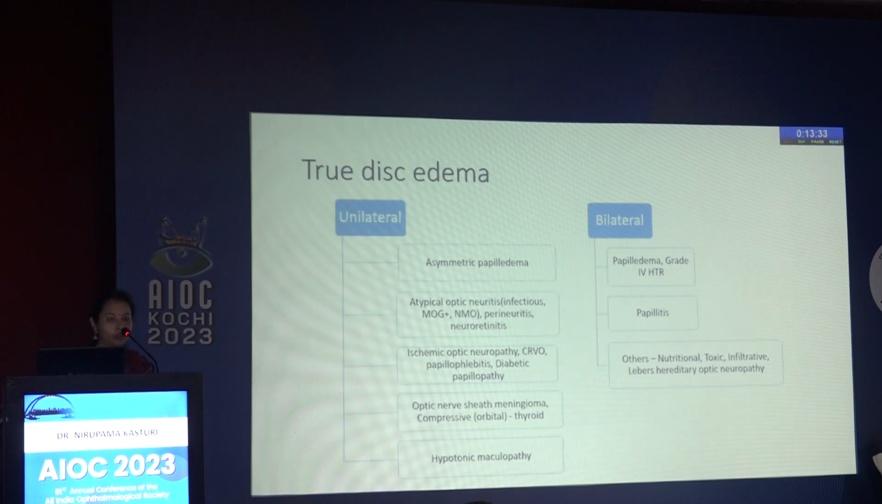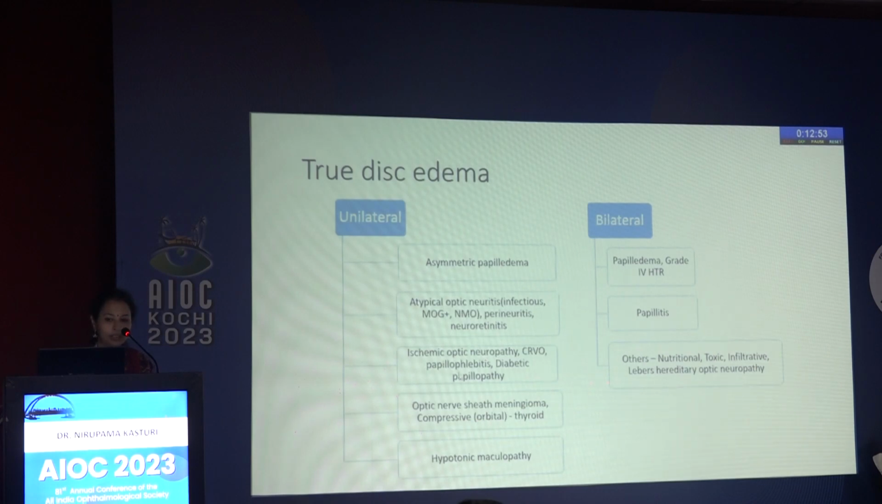Or sometimes, when there is an olfactory groove meningioma, the tumor can compress the optic nerve on one side, leading to a compressive optic atrophy. Simultaneously, because of an intracranial space occupying lesion, there is a raised intracranial pressure, which leads to papilledema on the contralateral side. That is known as Foster-Kennedy syndrome, and that can also be a unilateral presentation of papilledema. Then you also have atypical optic neuritis, which can be because of infectious etiology, or if there is an optic perineuritis or neuroretinitis, again you will encounter a unilateral disc edema.